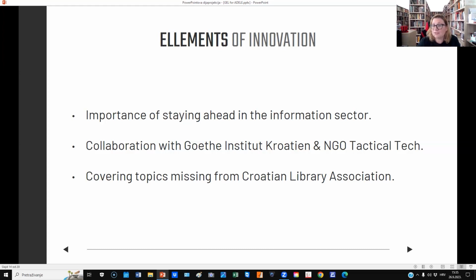So these tools that Tactical Tech made, the Data Detox Kit, were something that was very good for us. It might not be very good for you. I don't know, maybe your library is different, maybe your needs are different, but we kind of got lucky in this way that we had a Goethe Institute that was giving us endorsement and promoting our work.